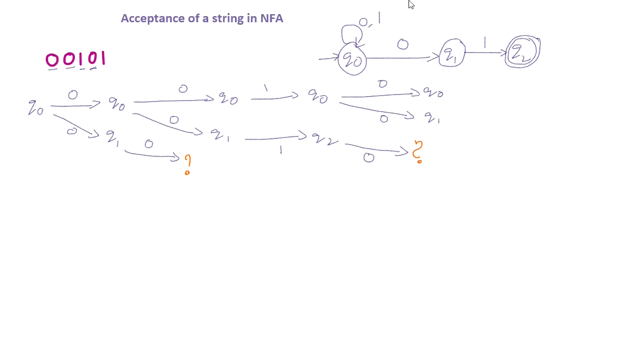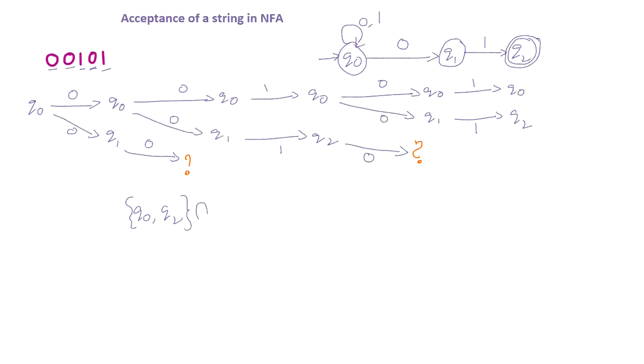Then the last symbol to be processed is 1. So Q0 on 1, it is moving to the state Q0, and Q1 on 1, it is moving to the state 1, that is Q2. Finally, we got two states, that is Q0, Q2 with the input string 00101.